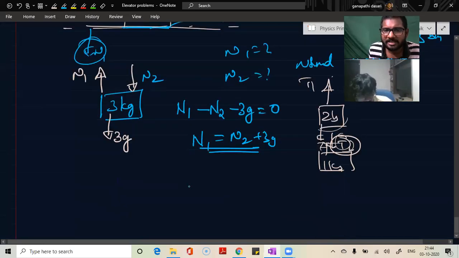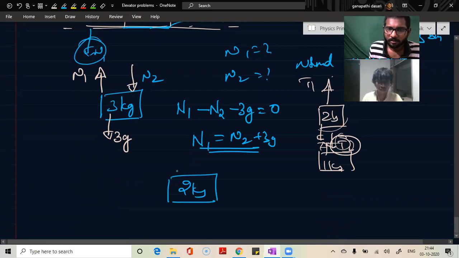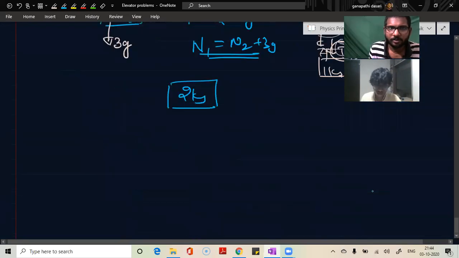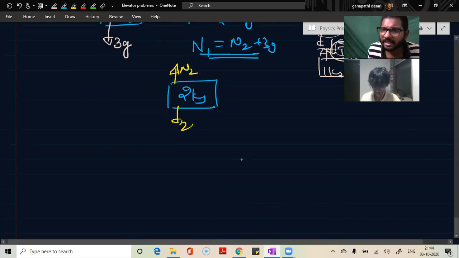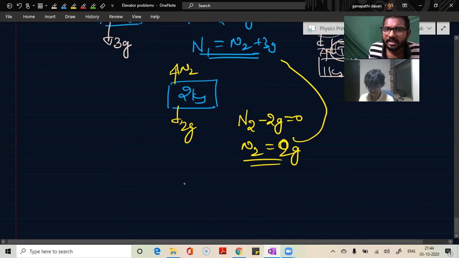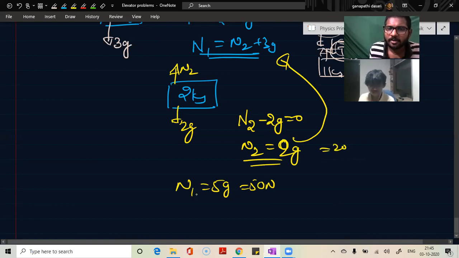Now 2 kg block. 2 kg block, what are the forces? The contact force is how much I took. N2. So N2 will be upwards and 2G will be downwards. Is there any other force acting? N2 minus 2G is equal to 0. Here, because body is at rest, N2 is equal to 2G. If we substitute this in this first equation, we'll get N1 is equal to 5G. That is 50 newtons. This is 20 newtons. You got it? How to solve the problem?